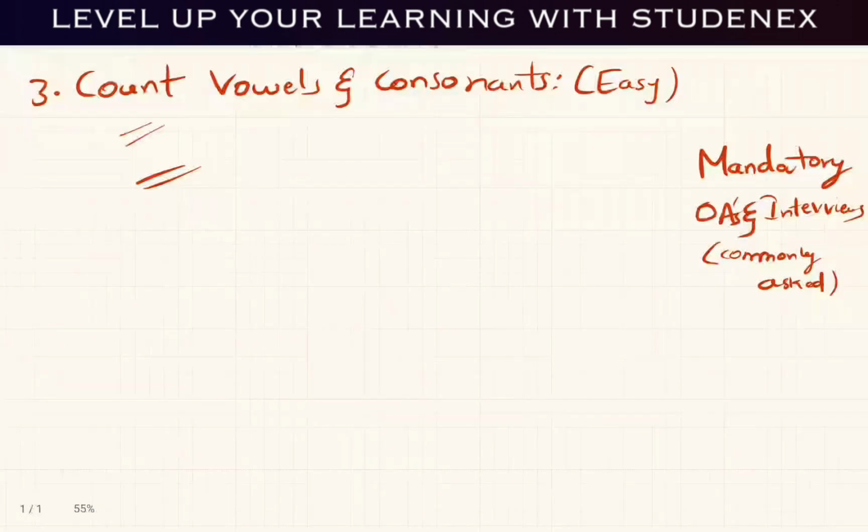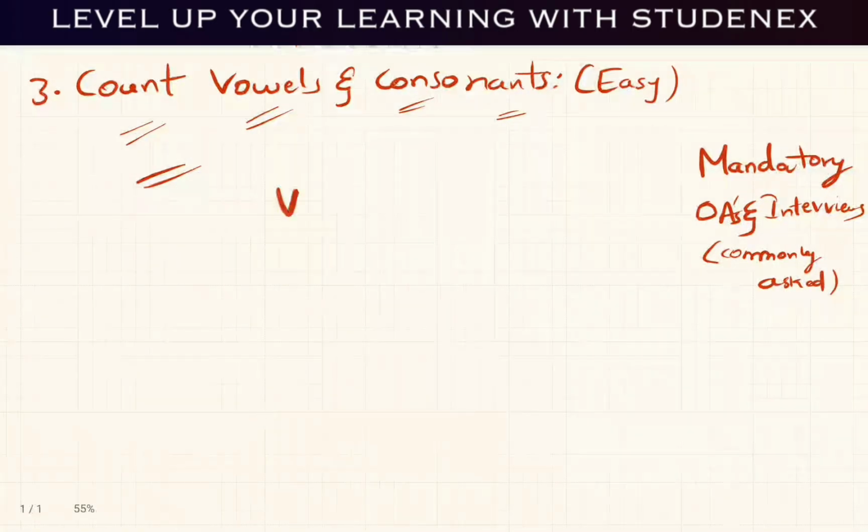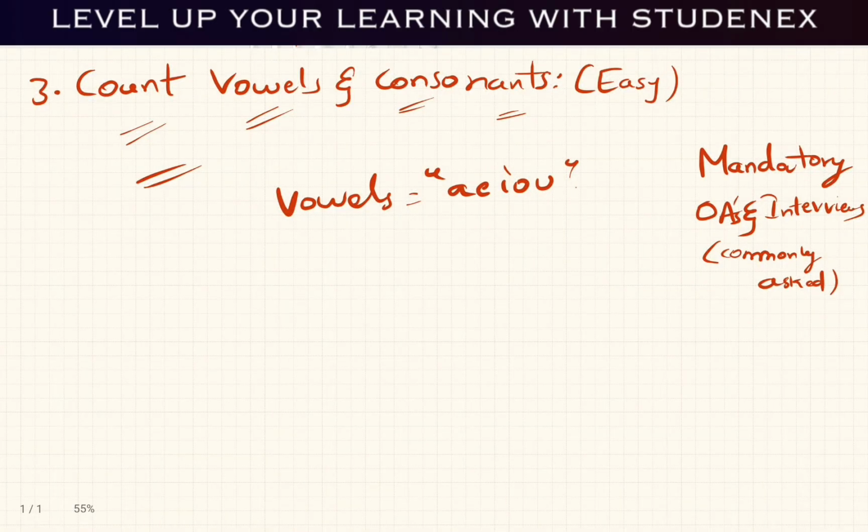The third question is going to be count vowels and consonants. Obviously you know what vowels are, right? Vowels are A, E, I, O, U. So these are the vowels basically. And if you say consonants, what are consonants? Except for these five, the remaining letters from A to Z are all consonants. Like 21 consonants, I think, and five vowels.